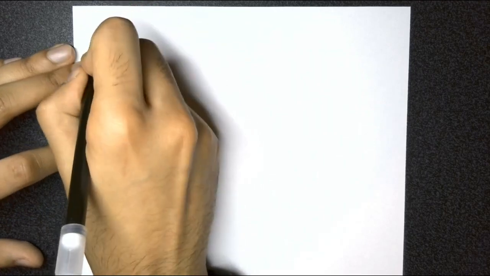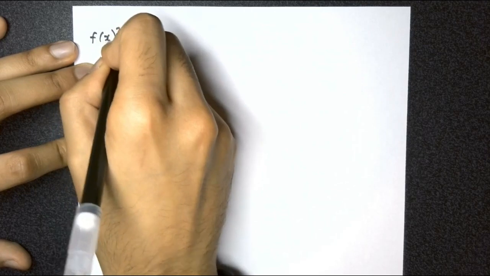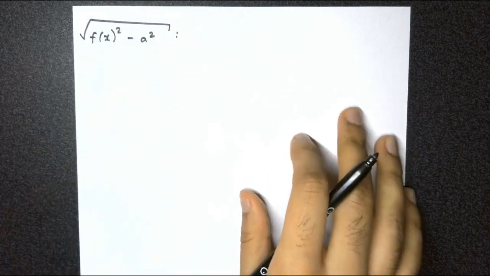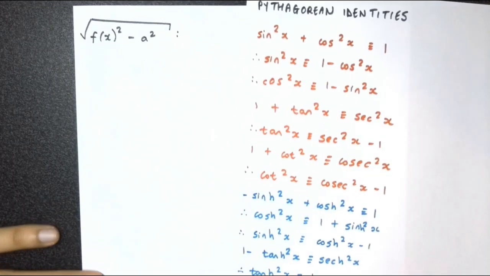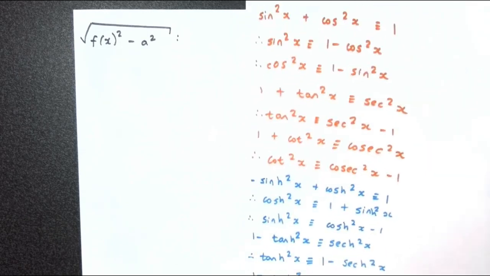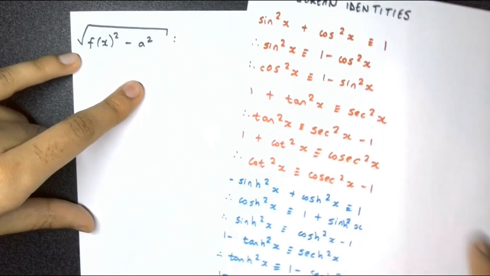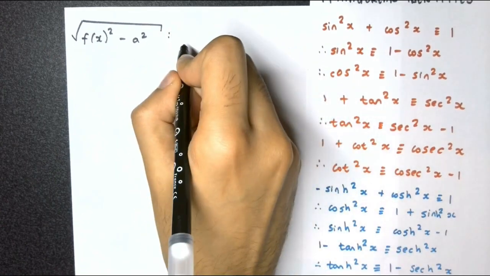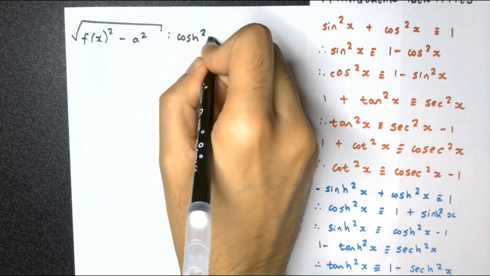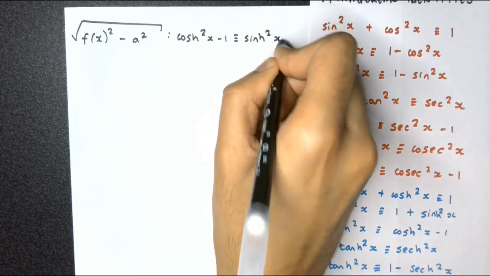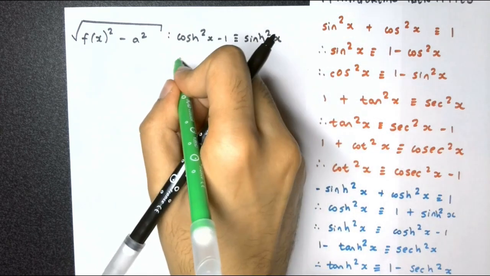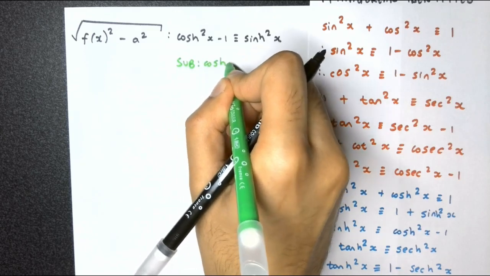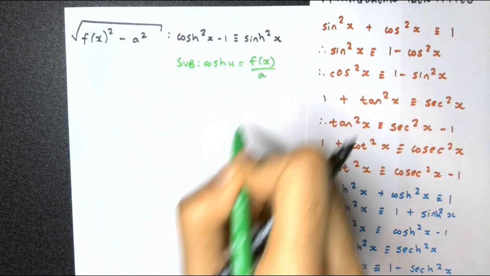Now let's suppose as well our integral this time has something involving f of x squared minus a squared square rooted, and because we're square rooting, for our substitution, when we come to think about our Pythagorean identities, we're going to have something involving sines, cosines or hyperbolic sines and hyperbolic cosines, and the one which matches up quite nicely is this one over here. So we're going to be using hyperbolic cosine squared minus 1 being equivalent to hyperbolic sine squared. So if we think about the substitution which we need to make, if we match everything up, we're going to have hyperbolic cosine of u equaling f of x over a.